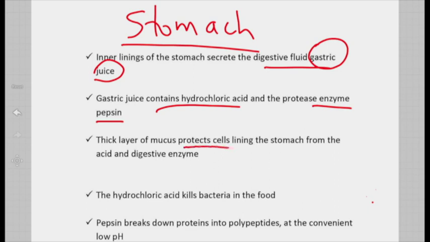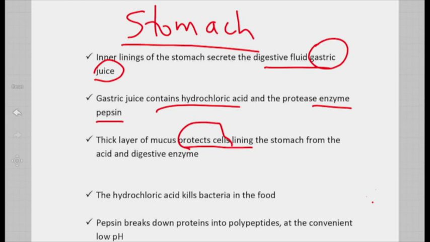A thick layer of mucus protects the cells lining the stomach from the acid and digestive enzymes. That answers the question: if the internal linings of the stomach produce hydrochloric acid, and hydrochloric acid is known to be corrosive, why can't the linings there be corroded? The answer is there is a mucus layer along the inside walls of the stomach which protects the cells from being corroded, from being worn out by the acids. So that's the mucus which does the protection there.